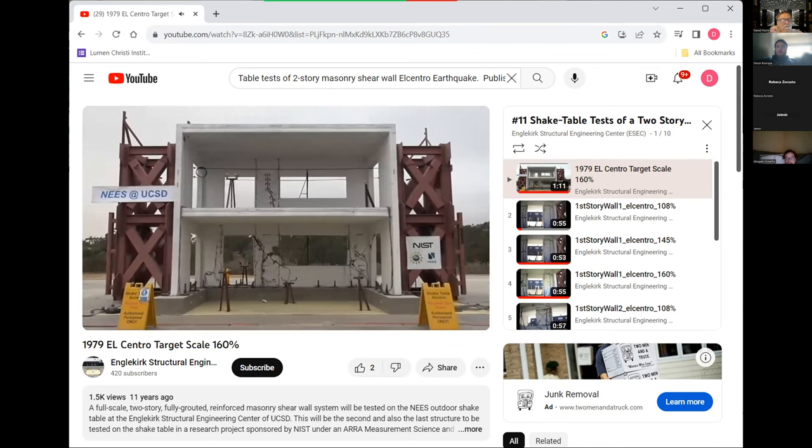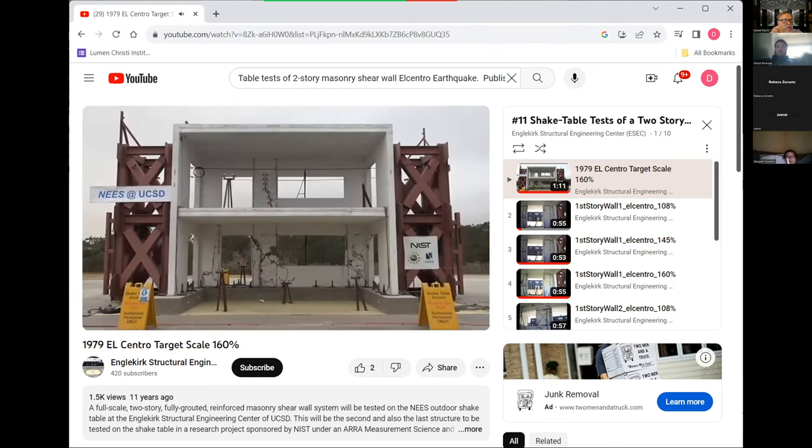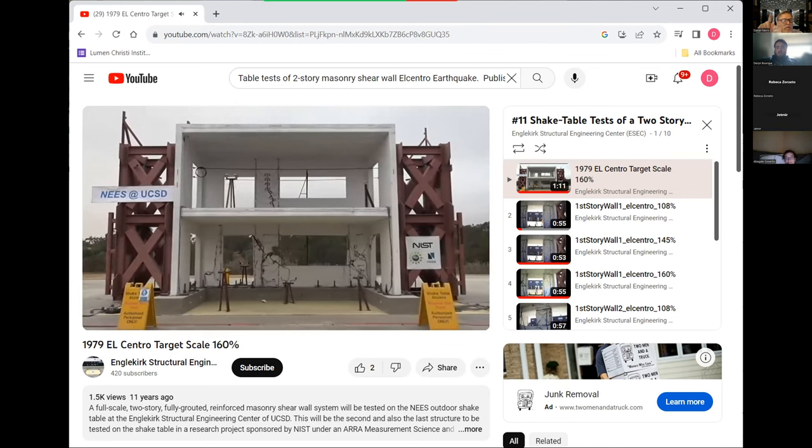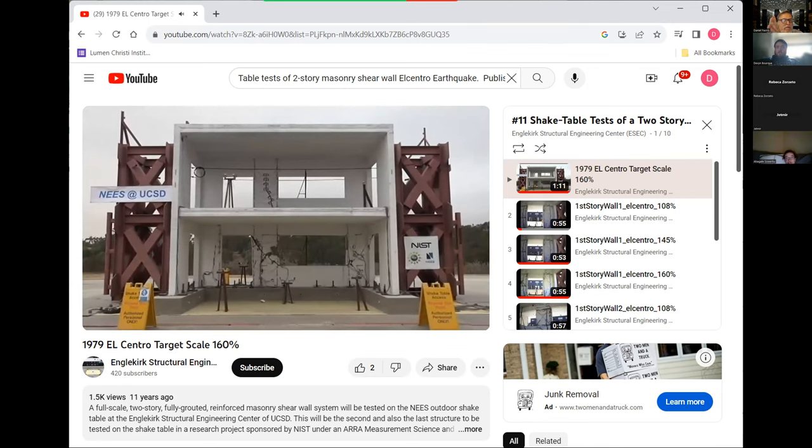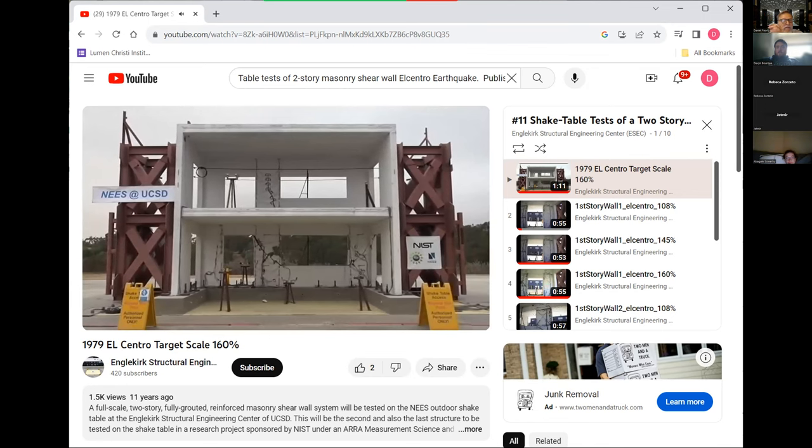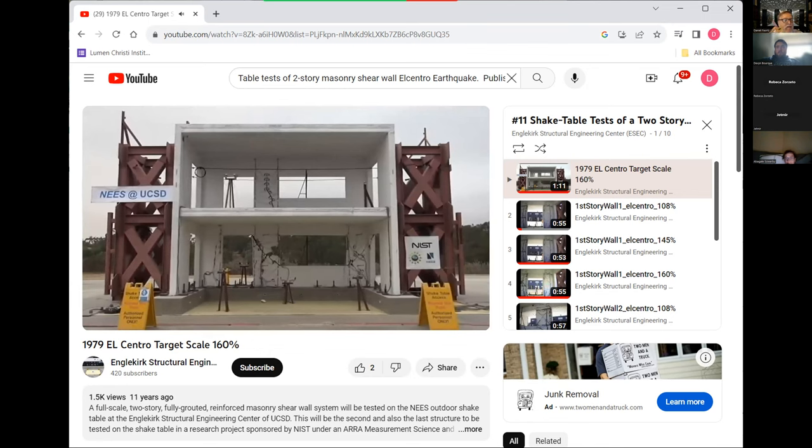That's that pattern of masonry failure that I talked about. Sort of an X pattern, the pattern of failure through the shear wall is a diagonal. It's either going in tension or in compression. When you see the crack, it's a tension condition.